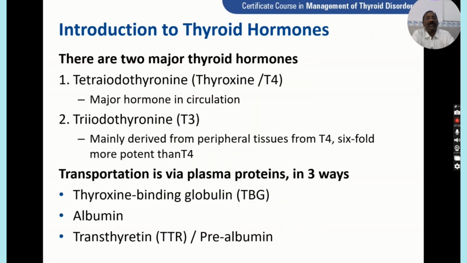As I told you, we have two major thyroid hormones, T4 and T3. T4 is thyroxine, the major hormone in the circulation, and T3 is mainly derived from T4 in the peripheral tissues, and is six-fold more potent than T4. So T3 is more potent than T4 and is derived from T4, but T4 comes only from the thyroid gland. All the T4 you see in the circulation is secreted from the thyroid gland, whereas T3 is converted from T4, and this T3 is much more active than T4. Transportation is via plasma proteins in three ways.